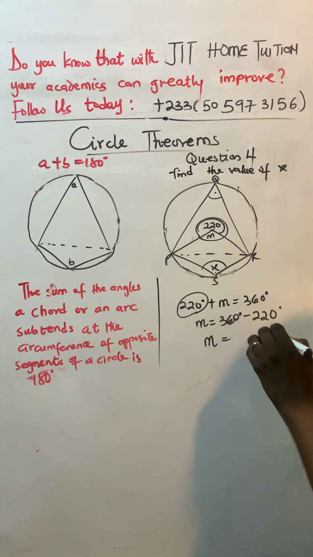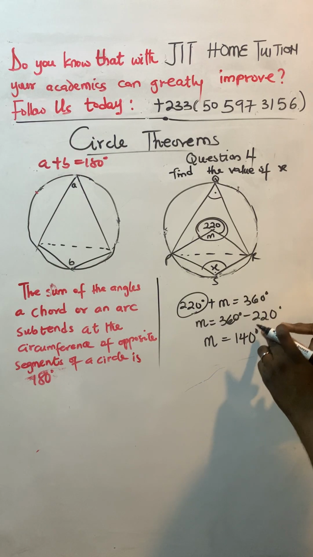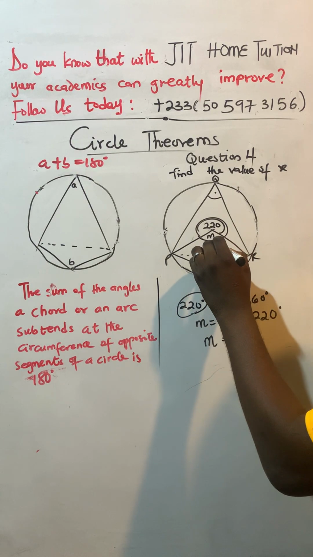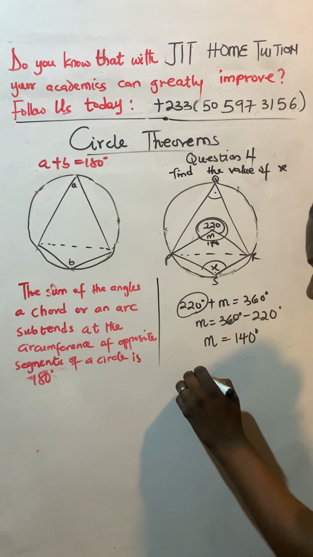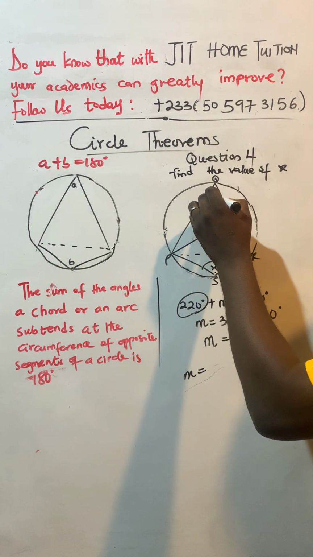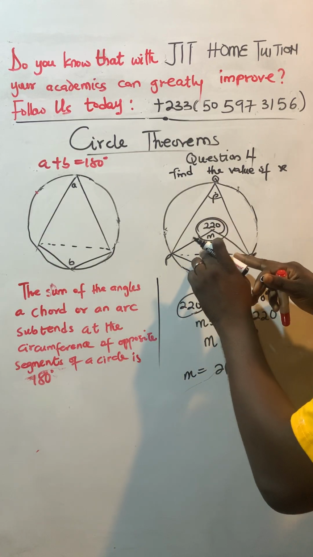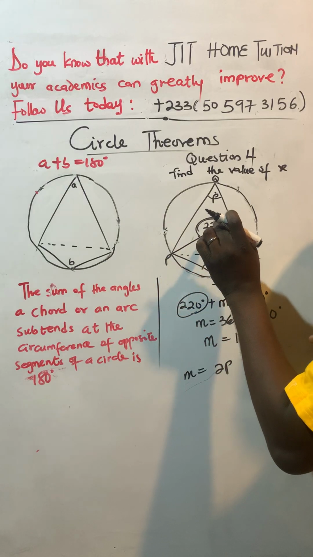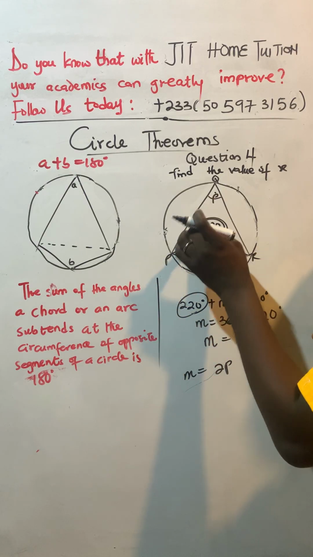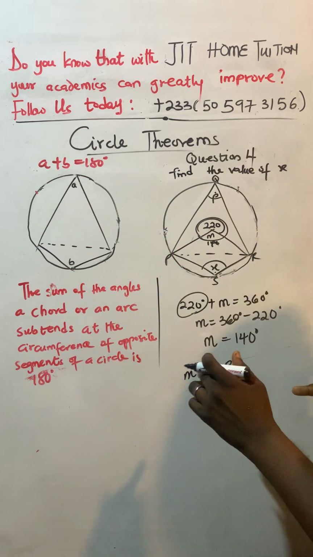Now, what do you have? You have that is 140. Yes, so immediately this side is 140. So when you get that, that means that m is also equal to this side. We don't know, let's say p, but it will be equal to 2p based on that theorem that says that when a chord subtends at the center, it is equal to twice the angle that the same chord subtends at the circumference of a circle.